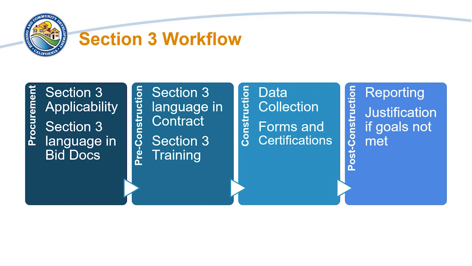After construction is completed, but before the project is closed out, grantees must ensure all labor hours for the project, including those worked by Section 3 and targeted Section 3 workers, have been reported. If the Section 3 goals are not met, a written justification must be provided.